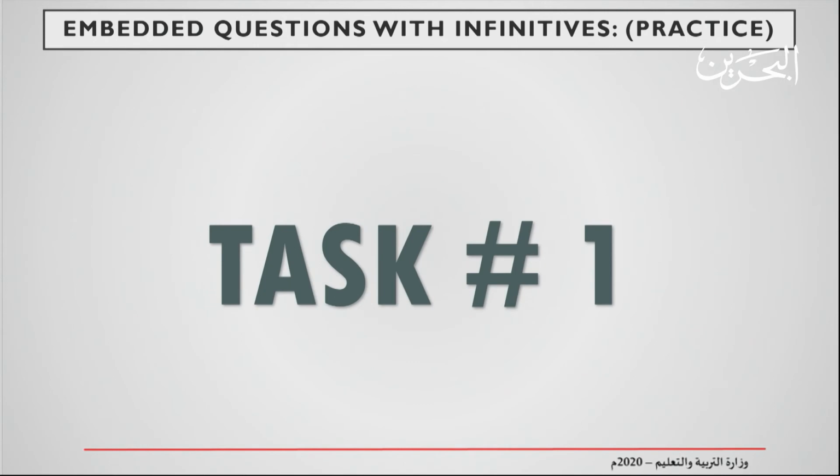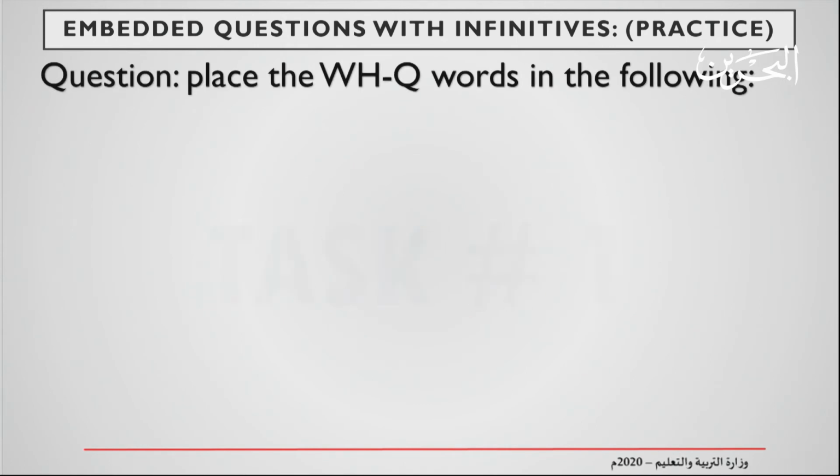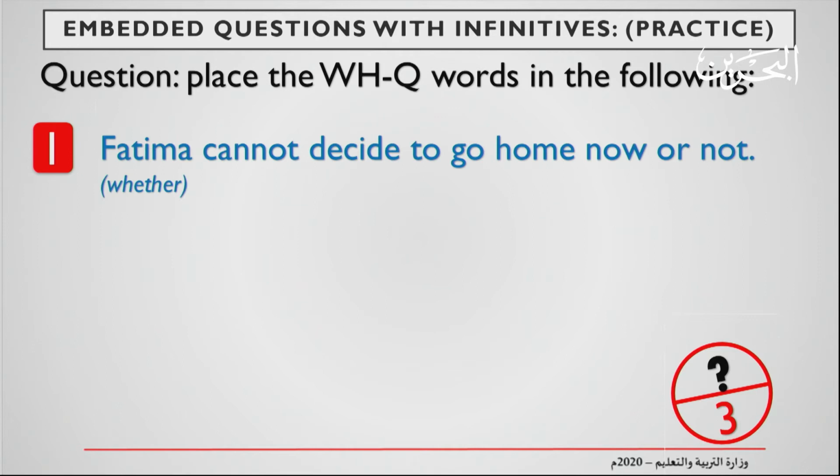Let's go to task number 1. Question. Place the WH question words in the following. You have a mark of 3. Number 1. Fatima cannot decide to go home now or not. Now you have to place the WH question word or the conjunction in this case within this sentence. You have 5 seconds.